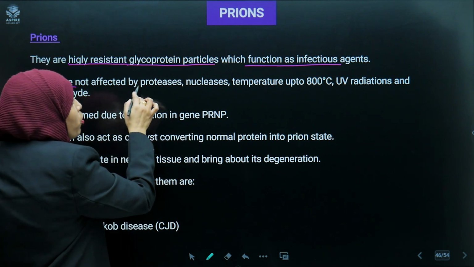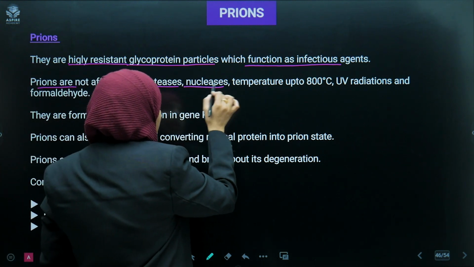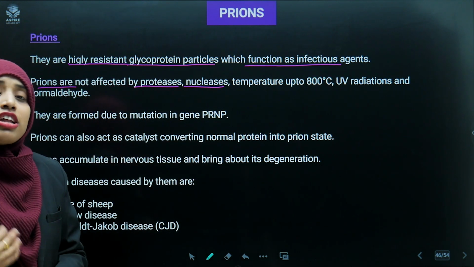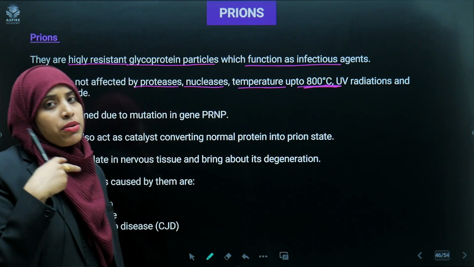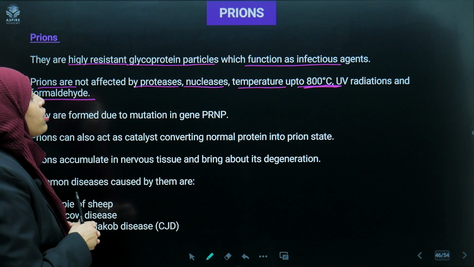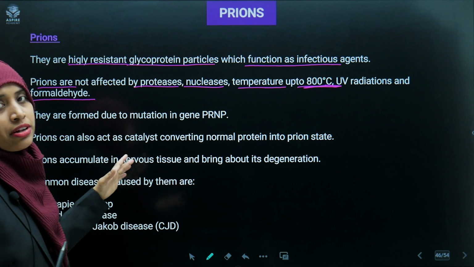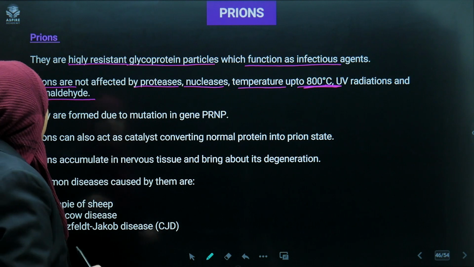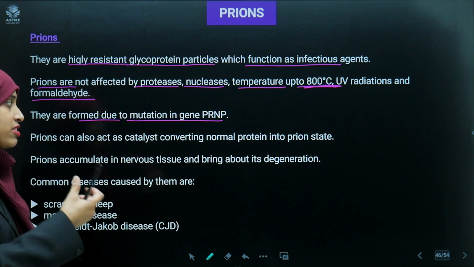Prions are not affected by proteases. Proteases and nucleases are enzymes that cut protein, but they don't affect prions. Neither nucleases nor temperatures up to 800 degrees centigrade can harm them. Even UV radiation and formaldehyde cannot affect them. So these prions are not affected by proteases, nucleases, or temperature of about 800 degrees centigrade. They are formed due to mutation in the genes.